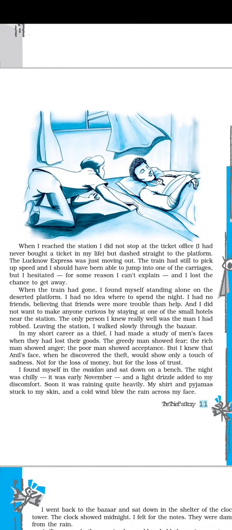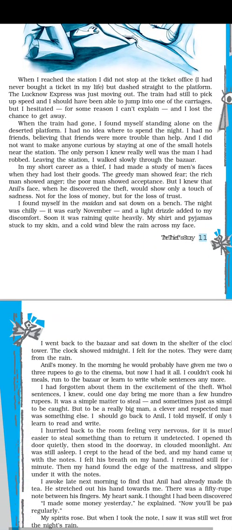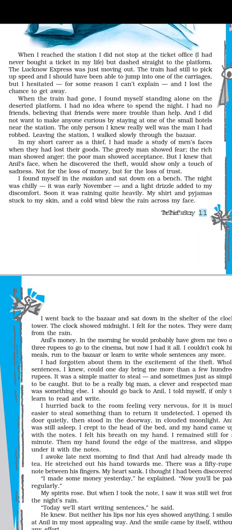When I reached the station, I did not stop at the ticket office, the ticket counter. So when the narrator, here actually the thief, yes, so when he reached the station, he did not stop at the ticket office, ticket counter. Why? I had never bought a ticket in my life. Means he never purchased a ticket in his life, but dashed straight to the platform. That means ran towards the platform.